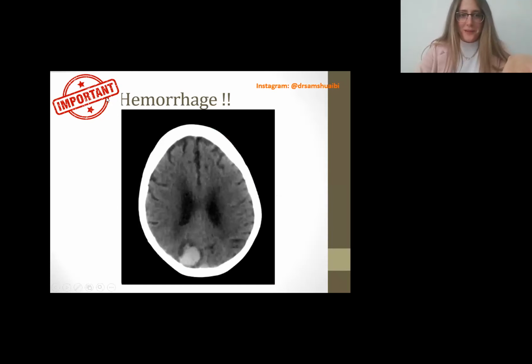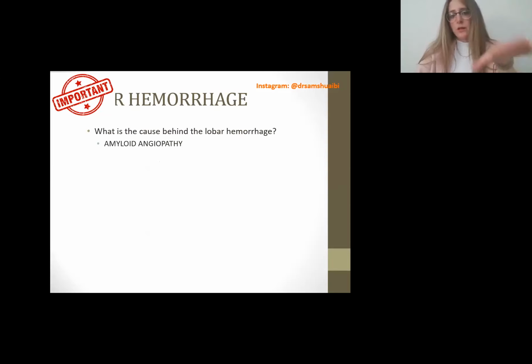Unfortunately, this important sticker is obscuring it, but this is what I want. This is lobar hemorrhage. And since in the West, amyloidosis is more common than, for example, in the Middle East, they will care about their patients and want to make sure that their upcoming doctors know about it. Do not miss this. This is what we call amyloid angiopathy, lobar hemorrhage.